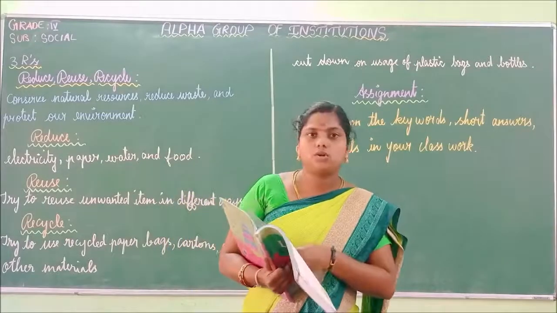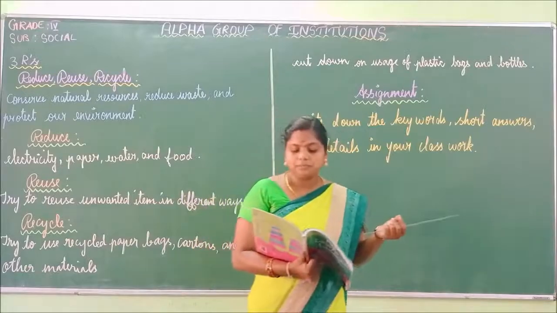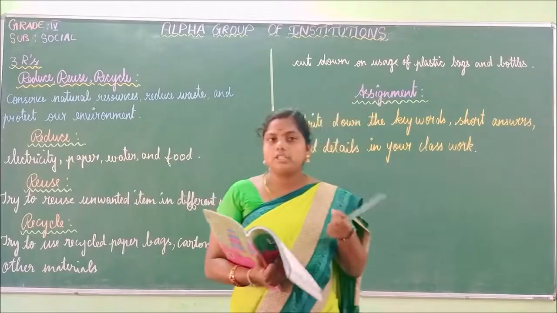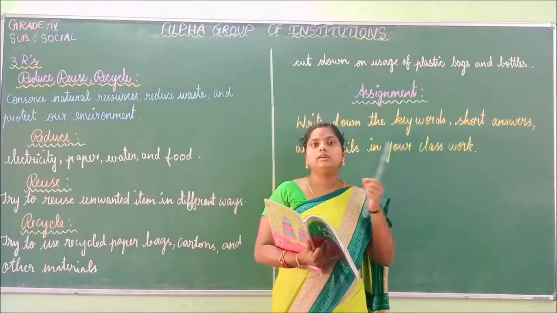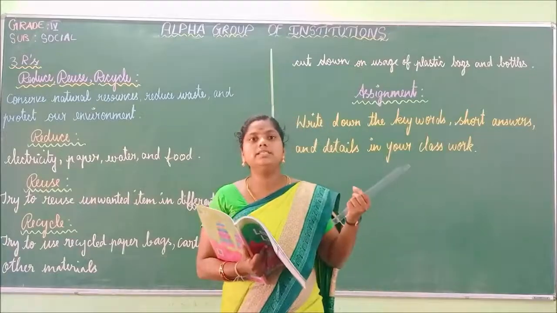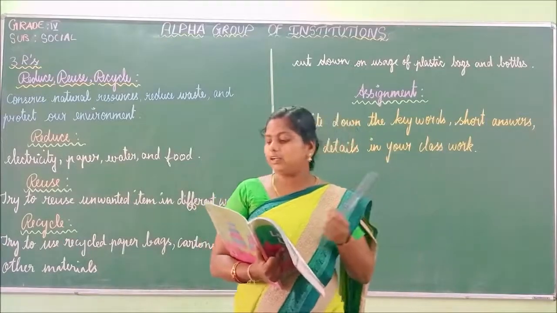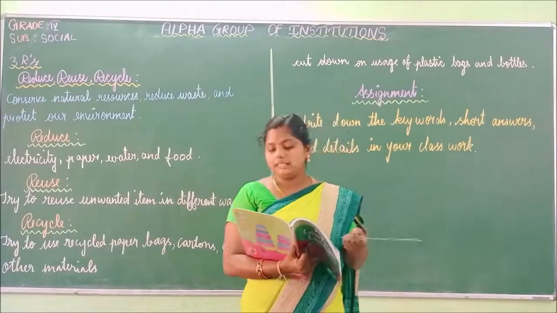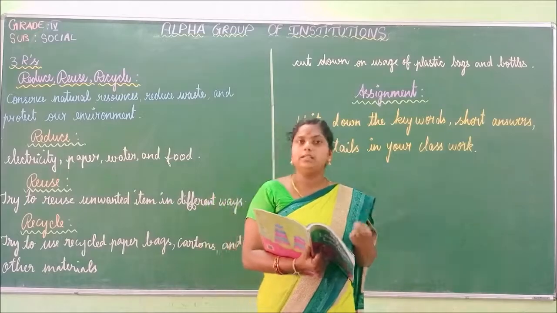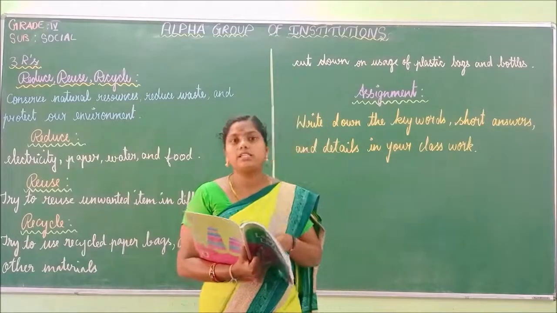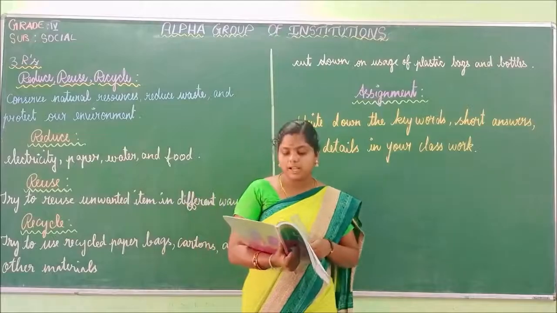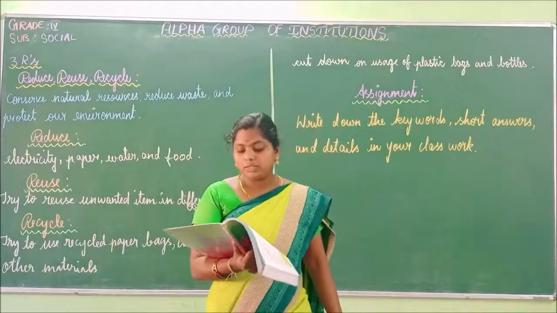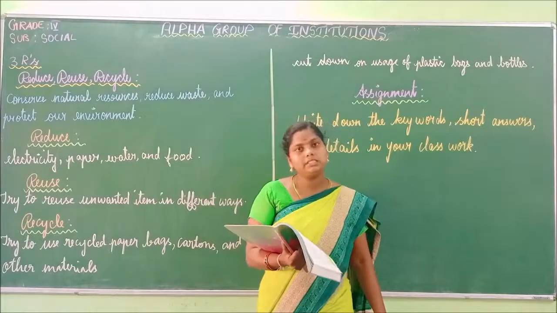Shall we recap what we learned throughout this lesson? We learned about soil. Types of soil: alluvial soil, black soil, red soil, laterite soil and mountain soil. The last one is sandy soil. Then we learned about types of forest: evergreen, deciduous, coniferous, thorn and tidal.